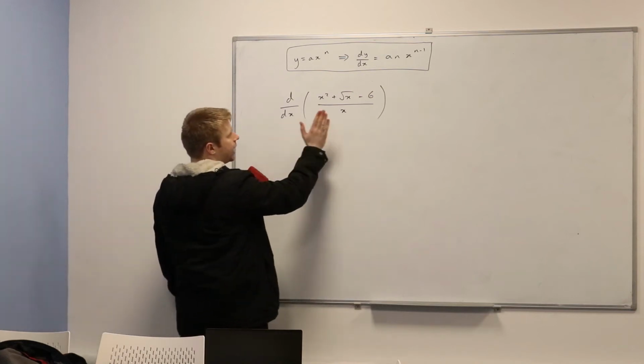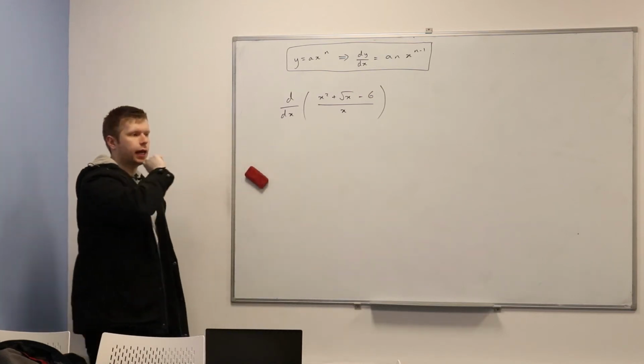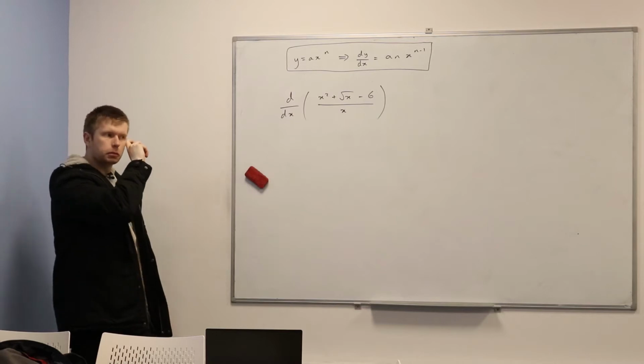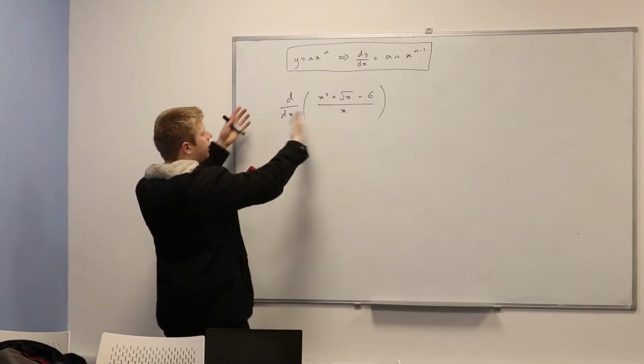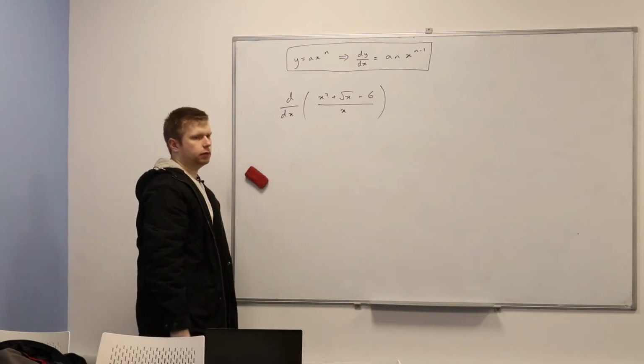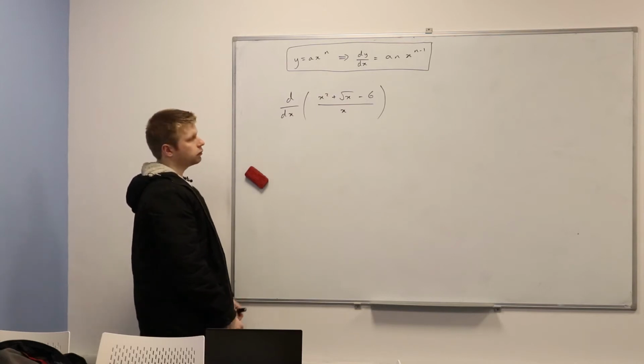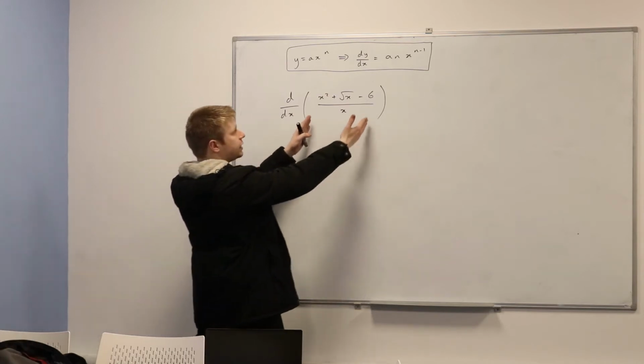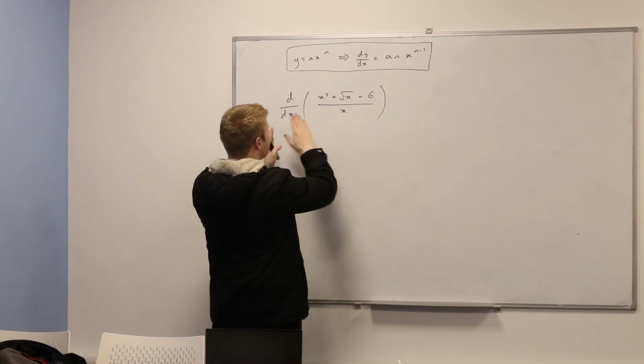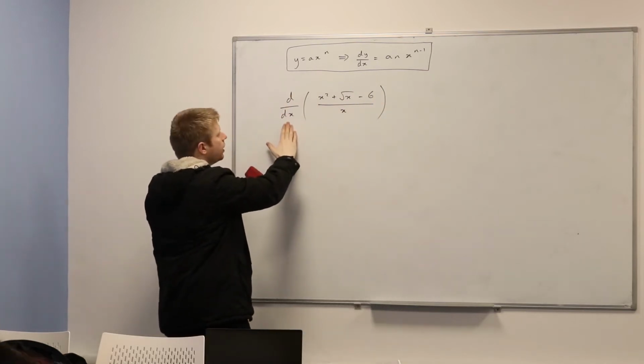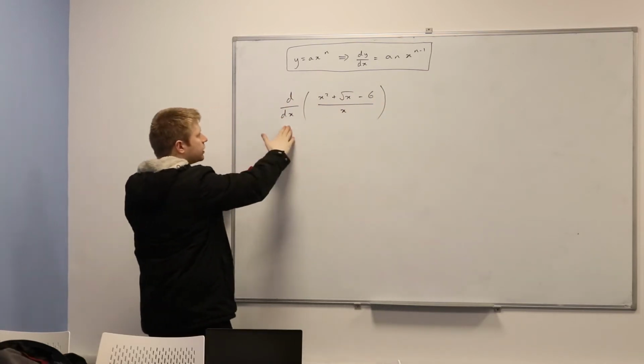It says d by dx of this thing. First of all, what is this saying? So the question just says find this. What does this mean? Yeah, exactly. This is my function, and these brackets literally just mean it's an operator. Differentiate this. This is what d by dx means.